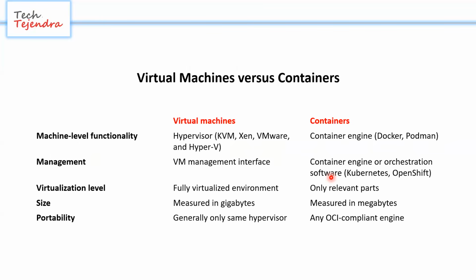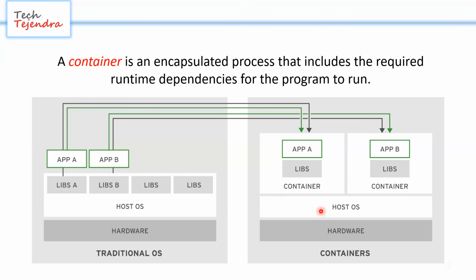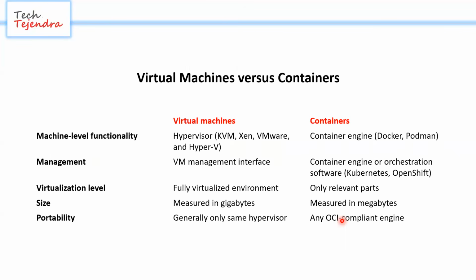One more thing here is that containers provide a virtualization environment, right? Here is the traditional OS you see, and then the container. So a container is a virtualized environment. In the same way we have virtual machines. A lot of cloud services also provide virtual machines. So what is the difference between virtual machines and containers? Here are the differences.